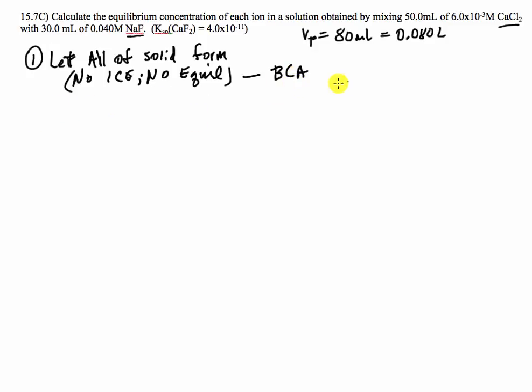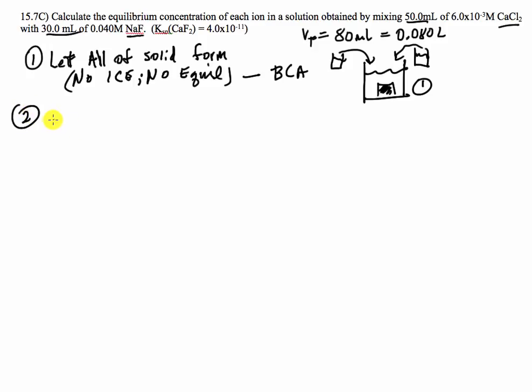So I'm going to let the solid form by taking these two beakers and pouring them together into this container. I've got my solution here and a solution here. And what's going to happen is I'm going to form a solid. I'm going to make all of the solid form that I possibly can. That's step number one. Step number two is to then let equilibrium be achieved.